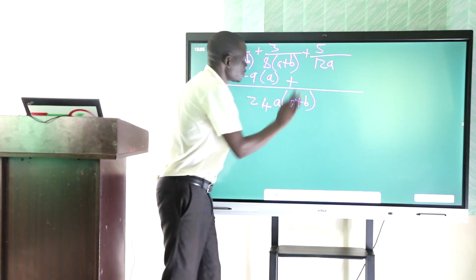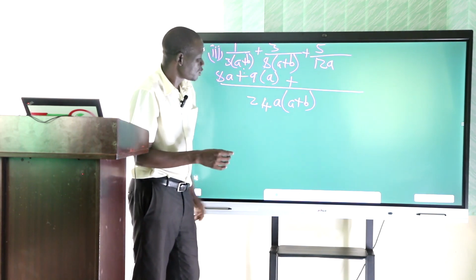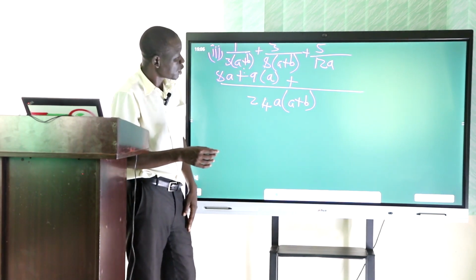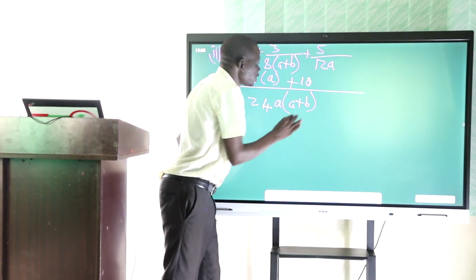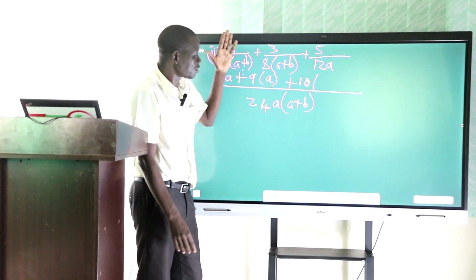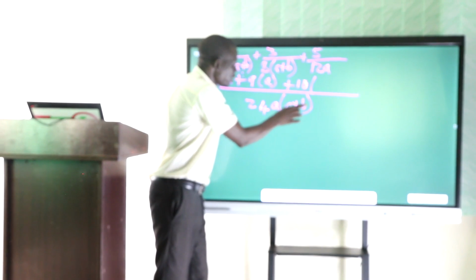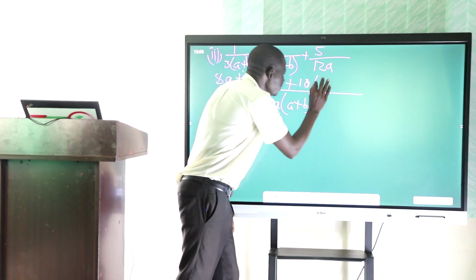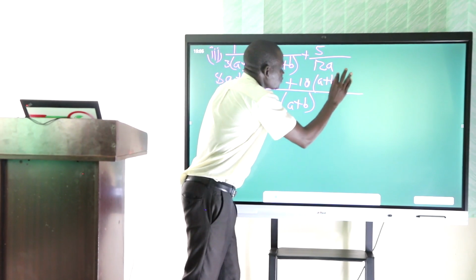So plus the whole of this divided by this. 24 divided by 12, you get 2. And 2 times 5, you get 10. But we still have some terms. A divided by A, you get 1. And A plus B divided by that, it remains as it is. So we are left here with only A plus B.